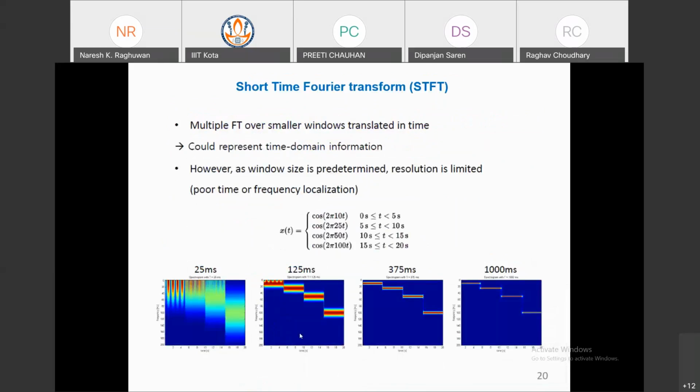Now for short time, you can use windows like 25 milliseconds, 125 milliseconds, 375 milliseconds. If you plot with 25 milliseconds, then the frequency is similar. If you use 1000 milliseconds, then the frequency is very strict. You can see at this frequency the amplitude is this. So you can change this according to your need, but a lot of signal processing is required. If you are good in signal processing, then you can play with these signals.